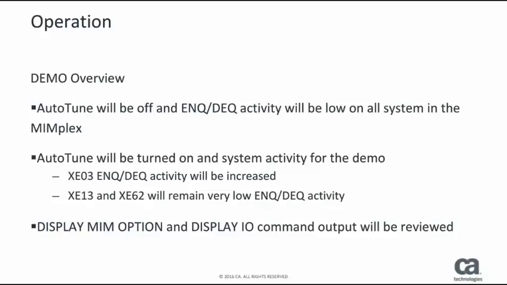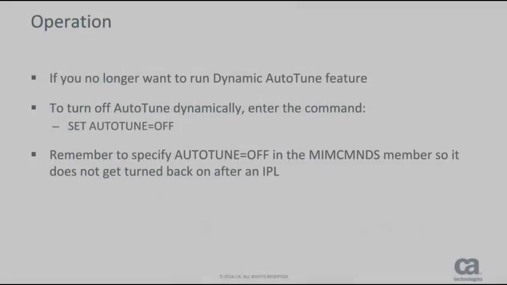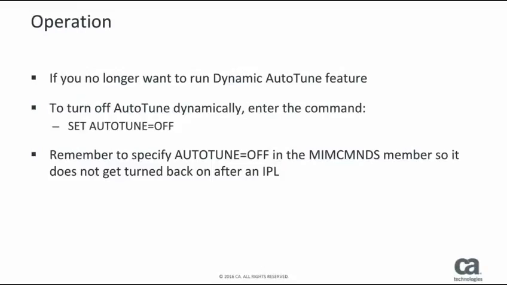interval value change dynamically. If you no longer desire to run Dynamic AutoTune feature, you can turn it off dynamically by entering the Set AutoTune equals off command on each system in your Mimplex. Remember to specify AutoTune equals off in your MIM commands member so it does not get turned back on at IPL time or restart time. We will now begin the demo.